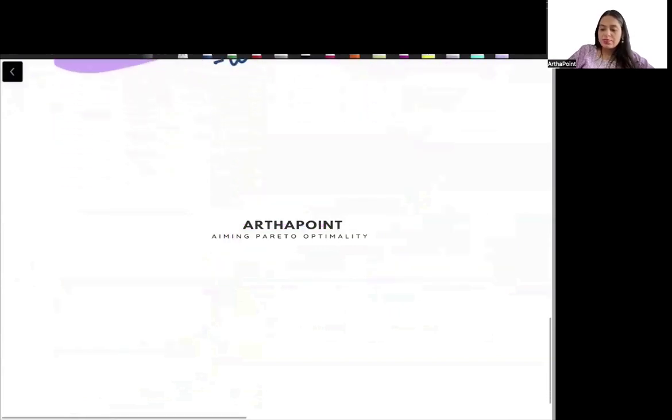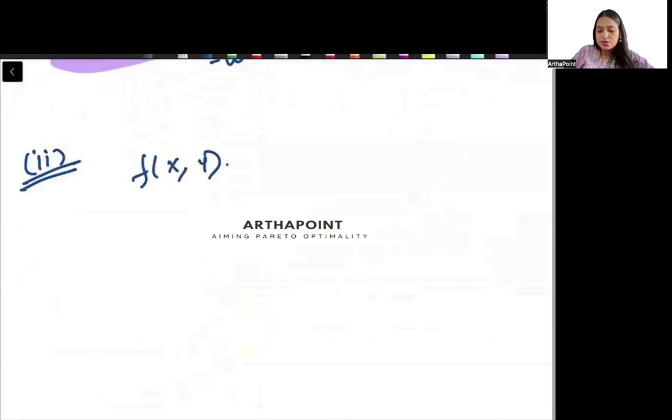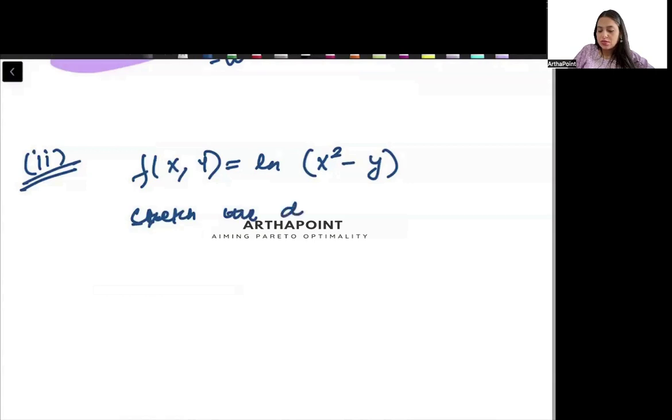Okay, just take another part to this question, beta. So suppose I ask you, find the domain of the function f(x,y) is equal to ln(x square minus y), and sketch the domain in the xy plane. Let us try to look into this question now.